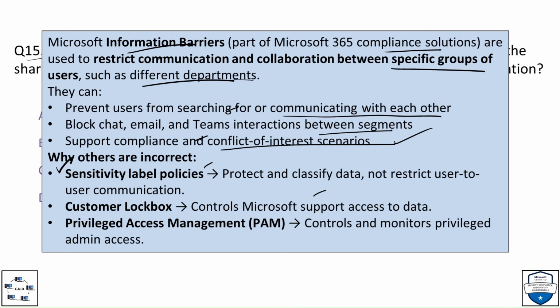So why are the other options incorrect? Sensitivity label policies protect and classify data, and they do not restrict user-to-user communication. Customer Lockbox controls Microsoft support access to data, and privileged access management, or PAM, controls and monitors privileged admin access.